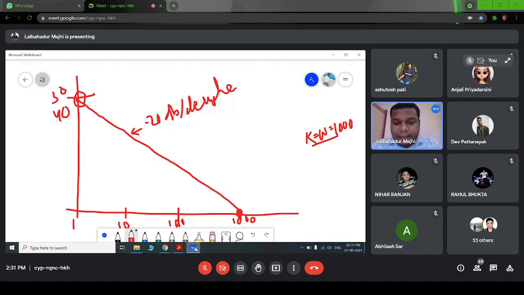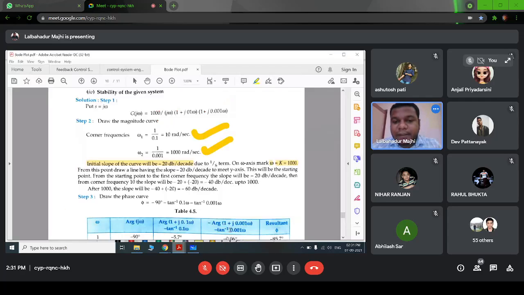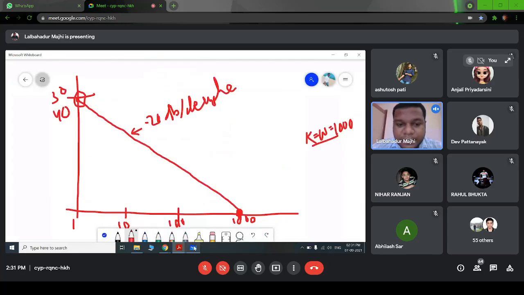Now the next step is to see what our corner frequencies are. The first corner frequency is 10, so we have to mark 10 here at this point on the axis. Clear?